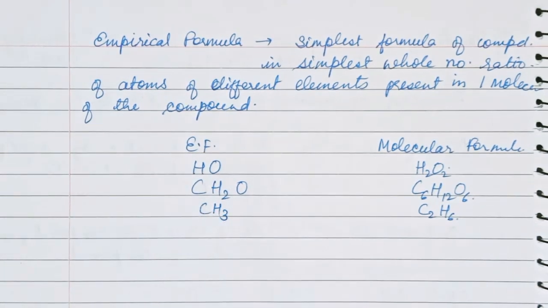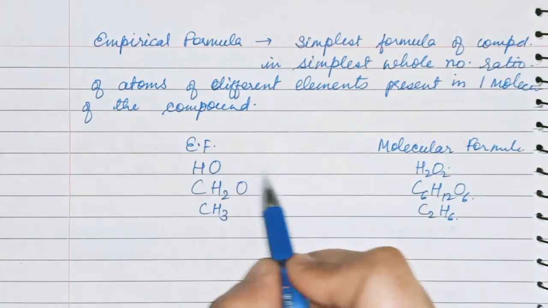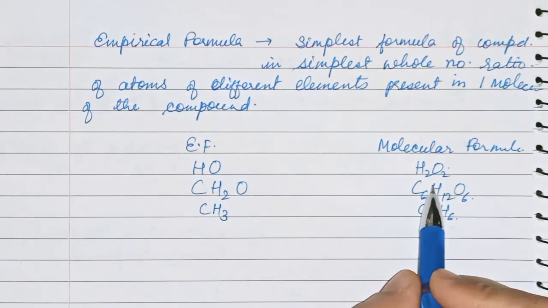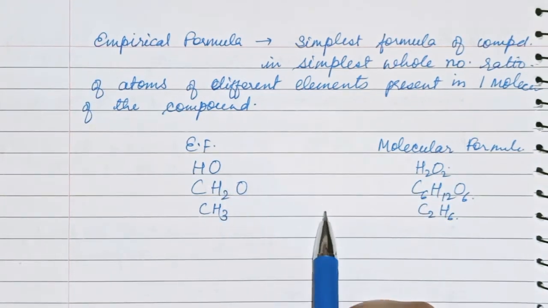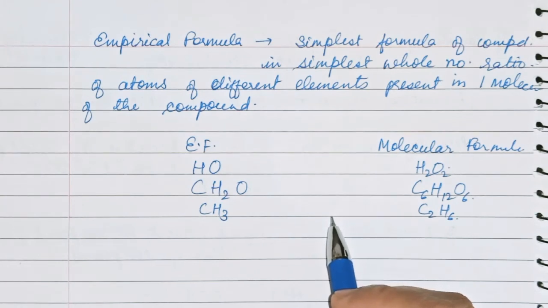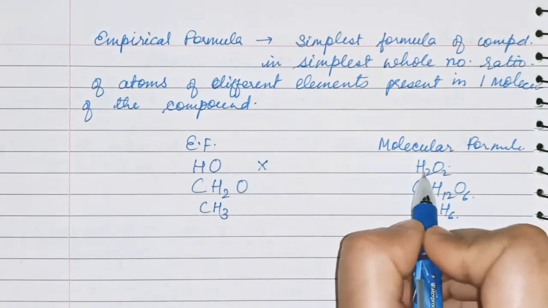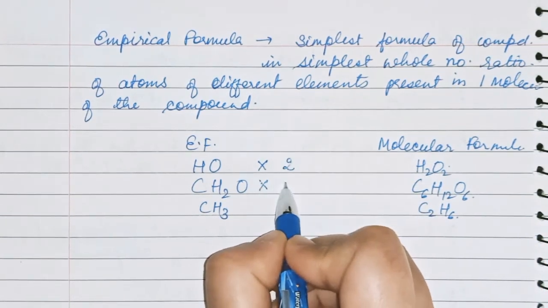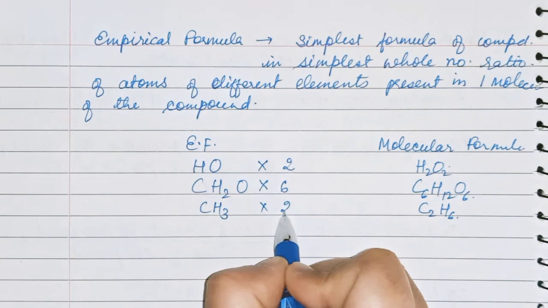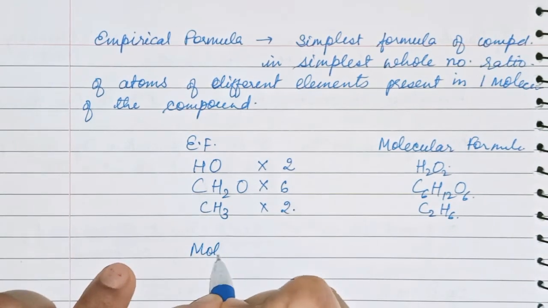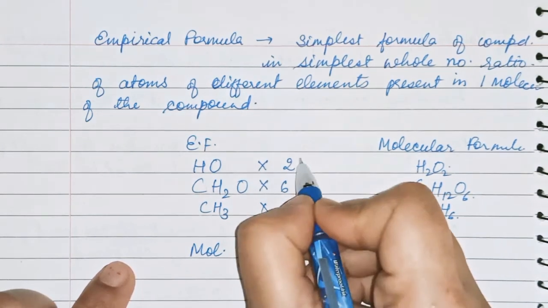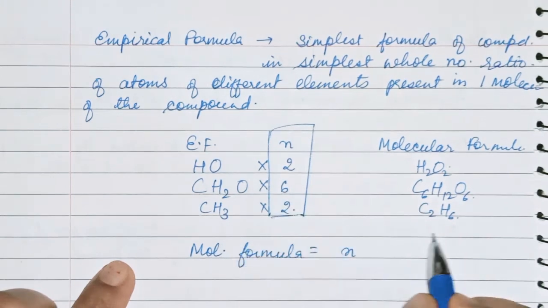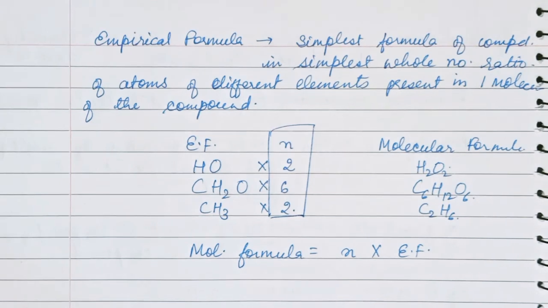So you can say that the empirical formula is the simplest form of the molecular formula. Whatever molecular formula is given, you have to just simplify it and you will get the empirical formula. So you can conclude, here what common factor are you taking out? 2. Here also, here 6 and here 2. So you can say that molecular formula is equal to N, where N represents a number, into empirical formula. Okay, clear?